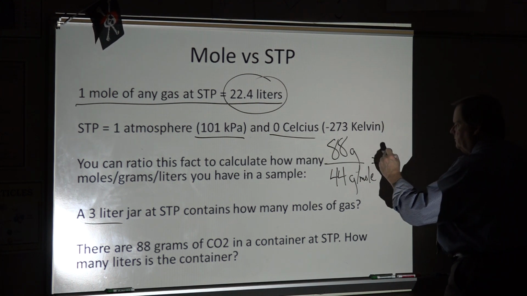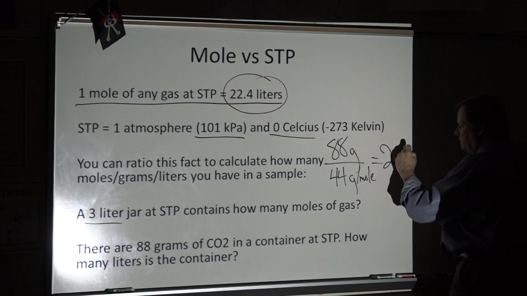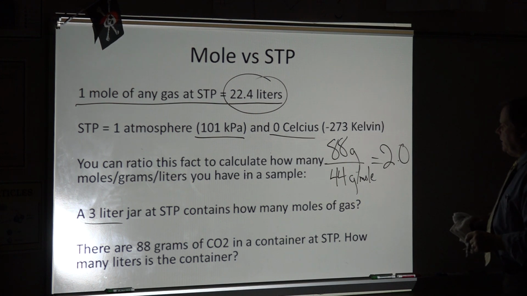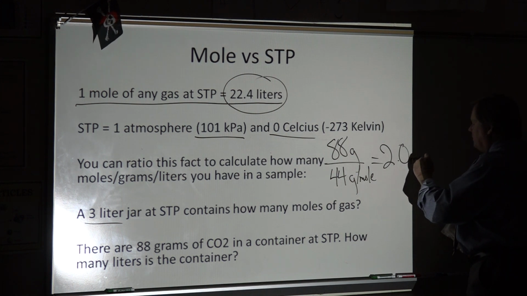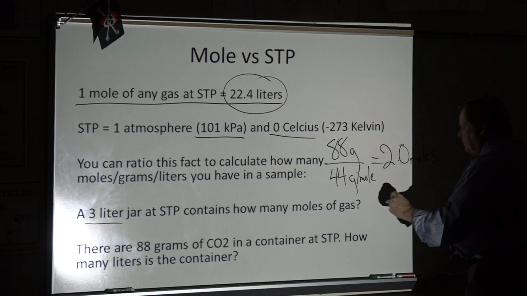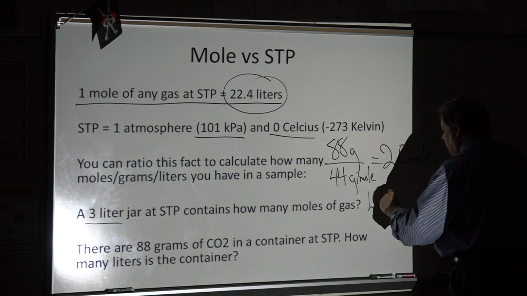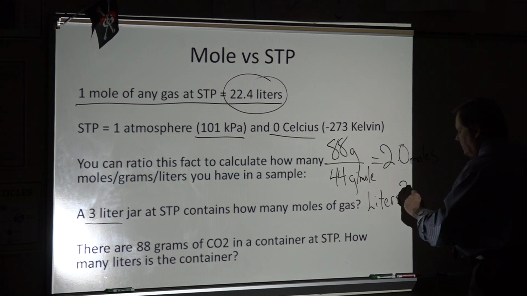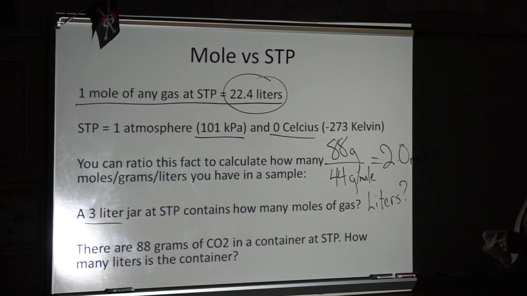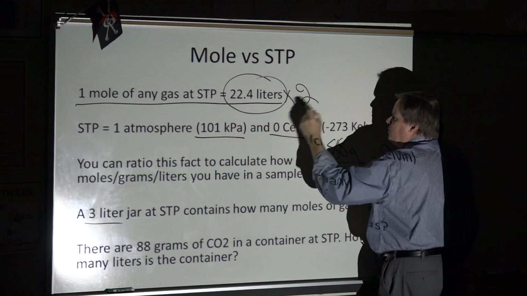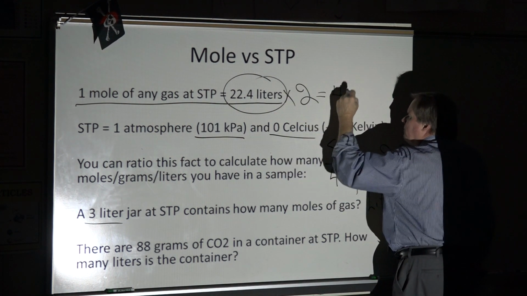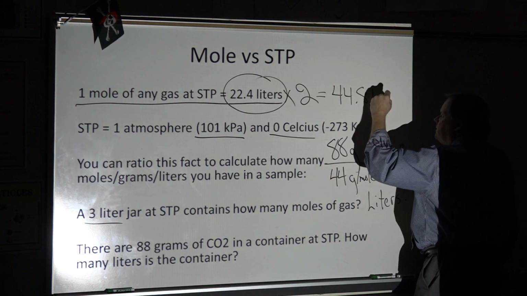And so how many moles do I have? 2.045. Let's go with 2 even. Any rounding issues there? And so if I have 2.0 moles, how many liters do I have? 44.8. It's 22.4 times 2 moles. 44.8 liters.